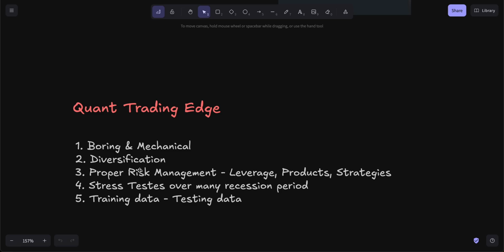We've got proper risk management through leverage. It's not like most people think, where risk management is putting in a stop loss or something. No, the real risk management comes from the diversification of strategies, and also the products that you trade. What kind of products are you trading?